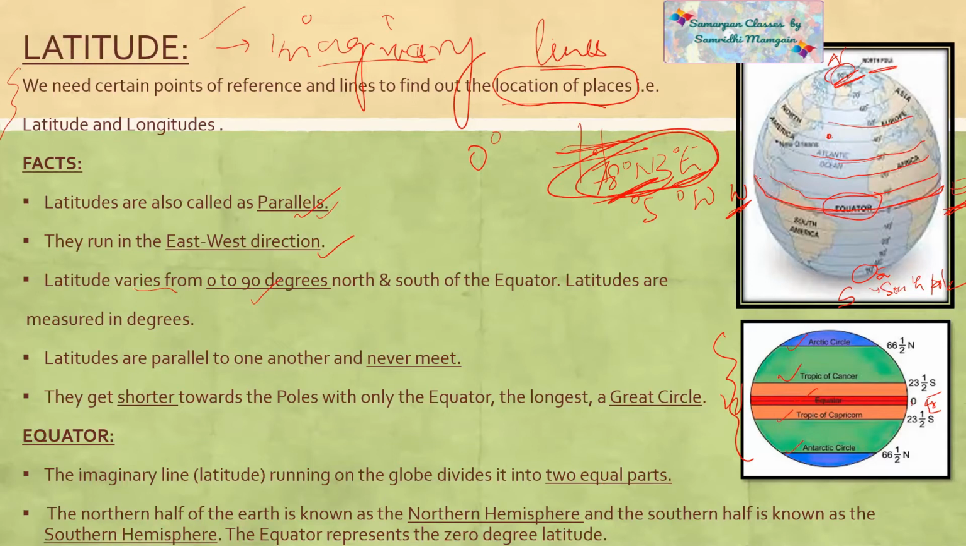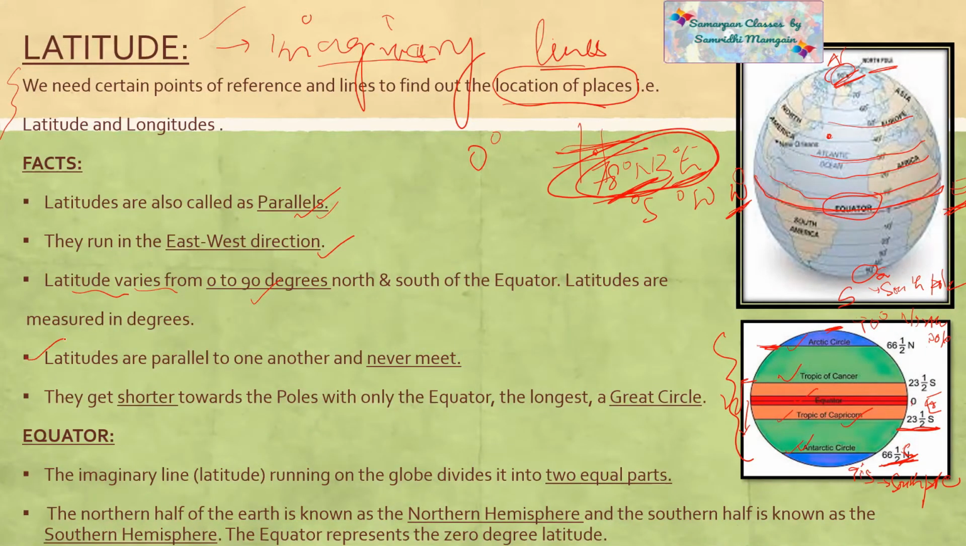From the equator you count, this is 0 degrees. Then there is the Tropic of Cancer at 23.5 degrees, then the Arctic Circle at 66.5 degrees, and then in the north at 90 degrees you have the North Pole. Similarly, from the equator if you go towards the south, 23.5 degrees south is the Tropic of Capricorn, 66.5 degrees south is the Antarctic Circle, and then 90 degrees south is the South Pole.